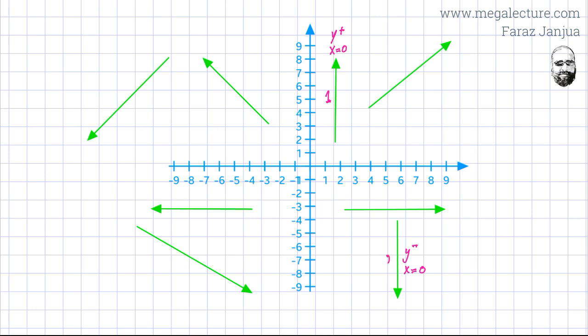Let's name it 2. Come to the third one. This is the third one. And this one has positive x with no y. It has no up or down component. No positive y, no negative y. Its y component is 0. Let's name this one 4.